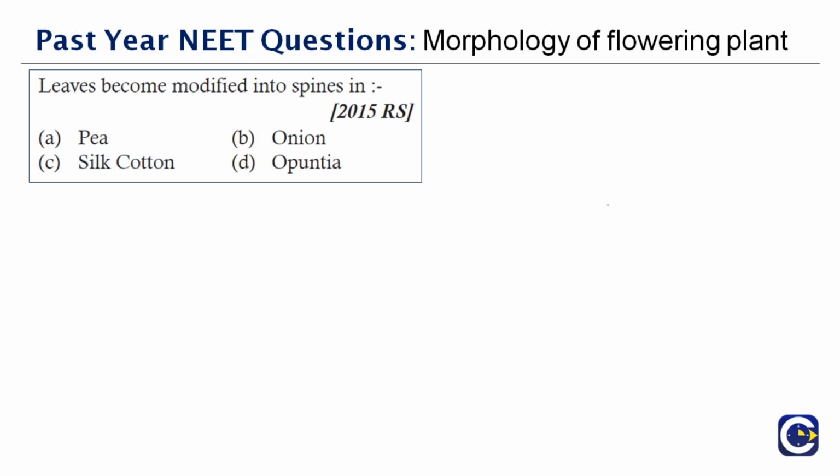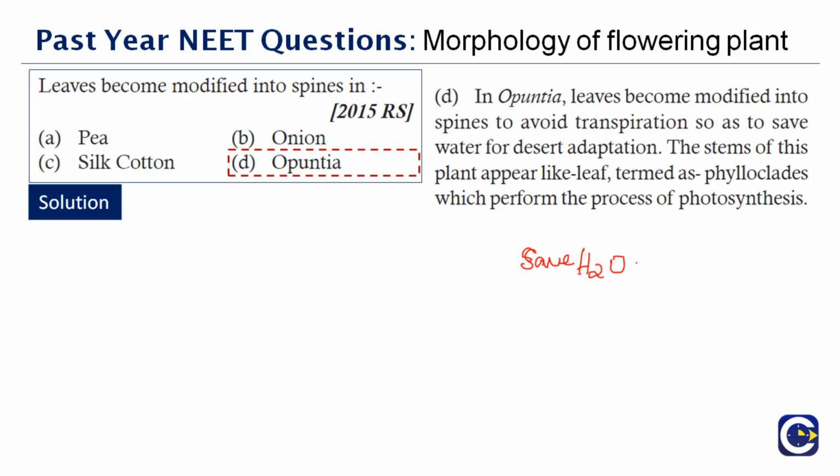Leaves become modified into spines in dash. So it is obviously not silk cotton. If it is obviously not onion or pea, the answer is Puntia. So here leaves become modified into spines to avoid transpiration, so as to save water. The stems of this plant appear leaf-like, and they are termed phylloclades, which perform the process of photosynthesis. Therefore, the right answer to this question is Opuntia.